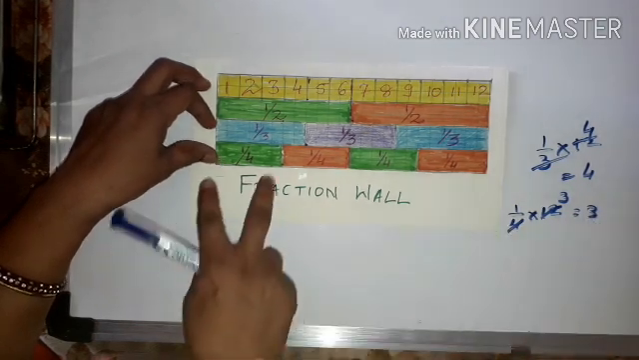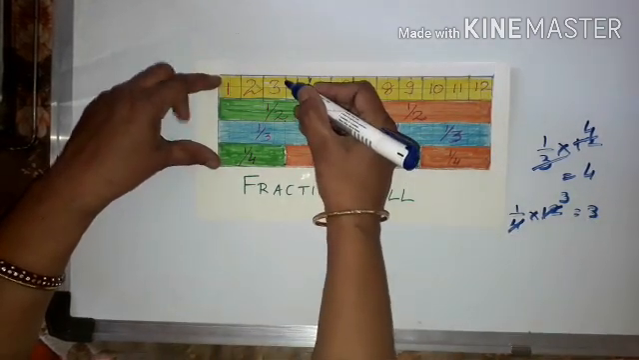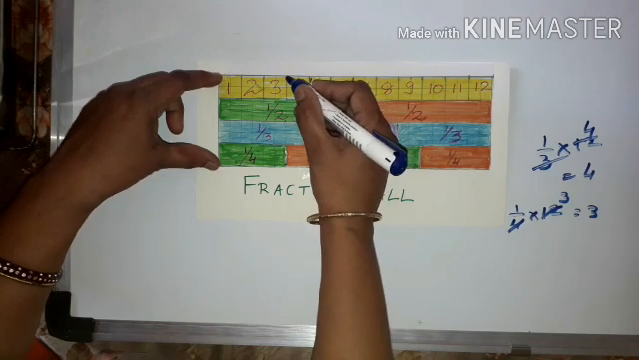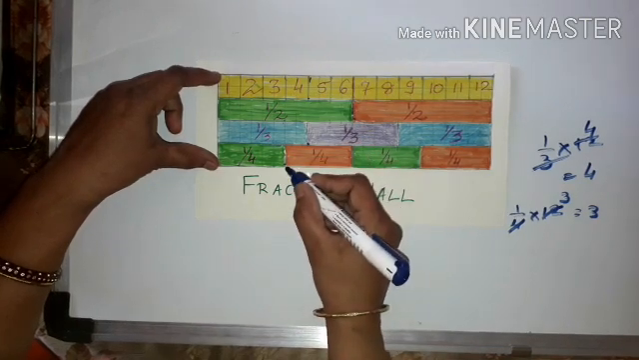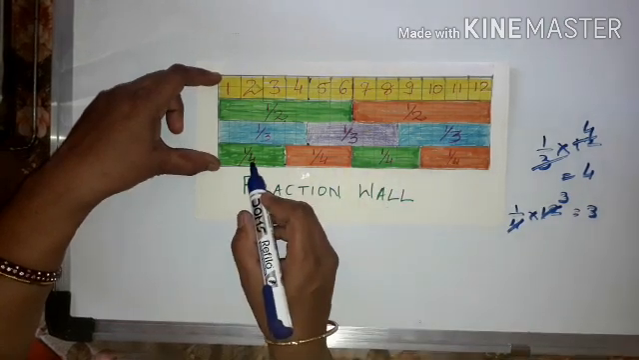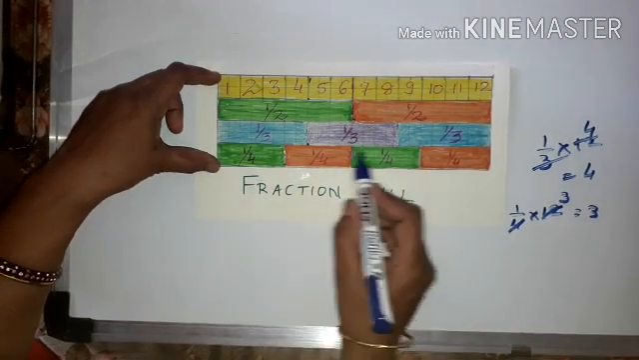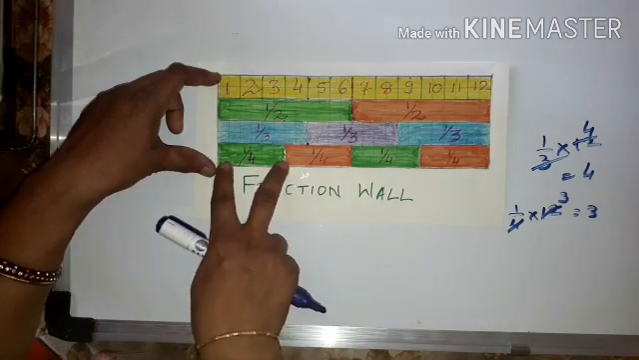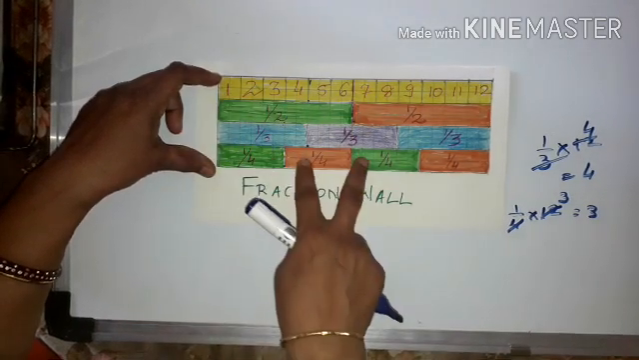So each 3 parts, compare with the first strip, each 3 parts are shaded alternatively orange and green. Green, orange, green, orange. 3 parts. You can compare with the first strip.